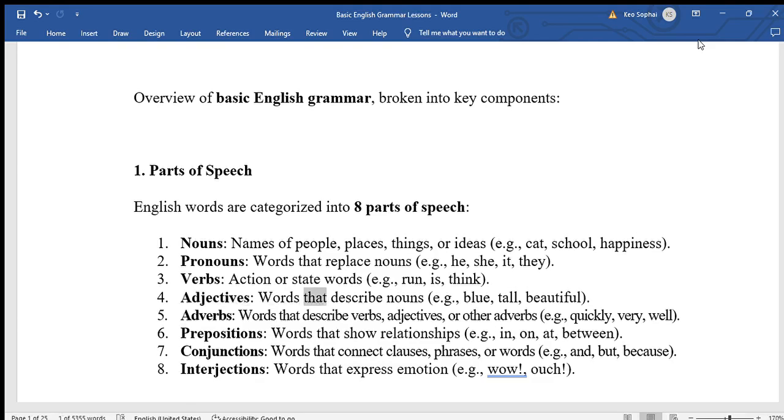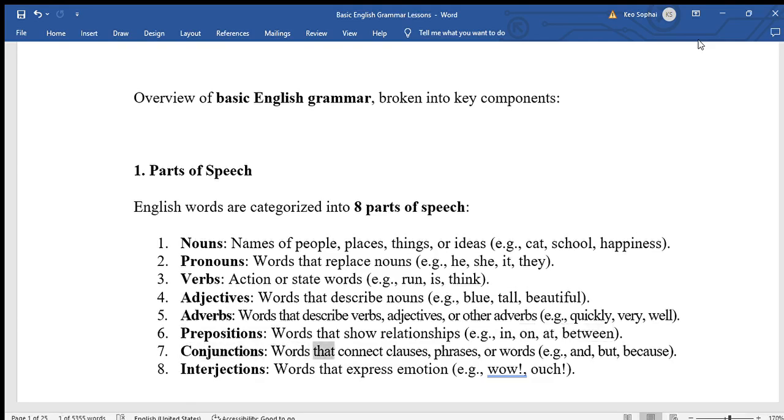Adjectives, words that describe nouns, example blue, tall, beautiful. Adverbs, words that describe verbs, adjectives, or other adverbs, example quickly, very, well. Prepositions, words that show relationships, example in, on, at, between.